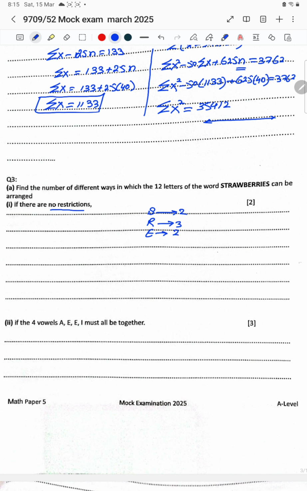Rest are coming one time. Okay, there are 12 letters altogether. So without any restriction, we get 12 factorial because any order can be arranged, like 1, 2, 3, 4, 5, 6, 7, 8, 9, 10, 11, 12. There are 12 places, so these letters can be placed anywhere in these 12 seats.